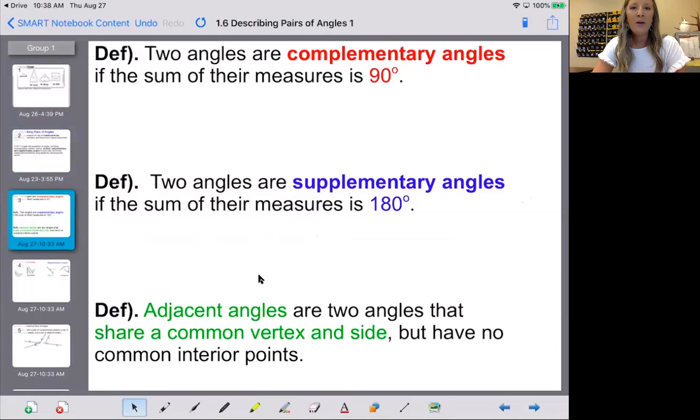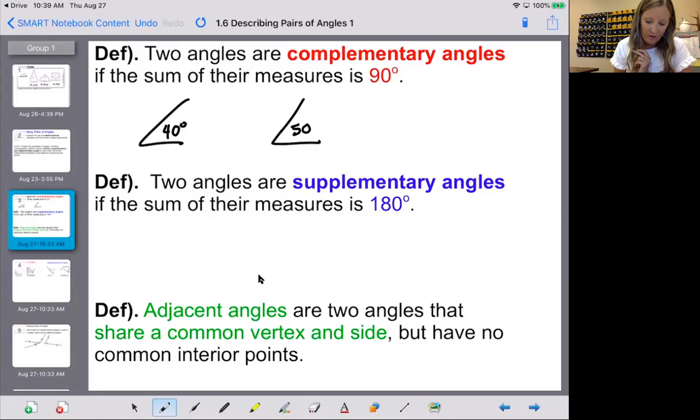So the first definition is: two angles are complementary if the sum of their measures is 90. So remember, the word sum means to add. So two angles are complementary if you can take those two angles and add them together and they equal 90 degrees. An example of that would be if I have a 40-degree angle and then I have a 50-degree angle, I would say that angle A and angle B are complementary.